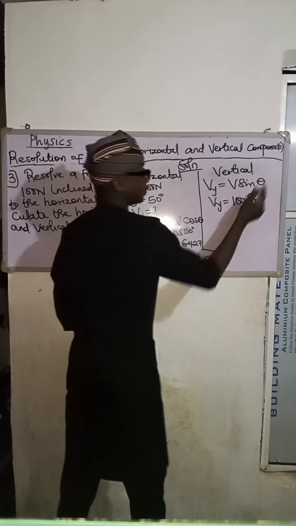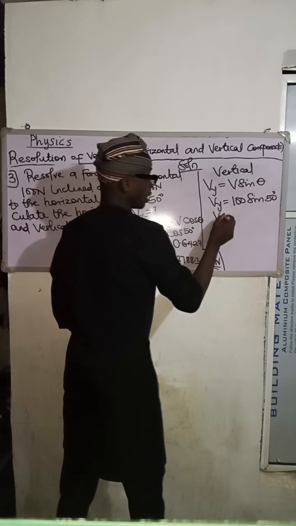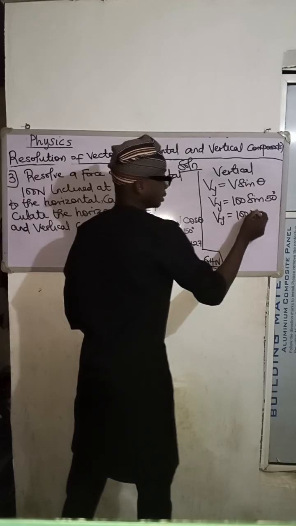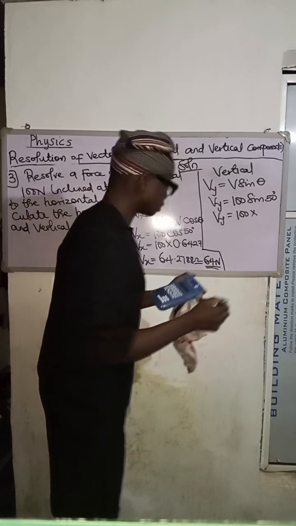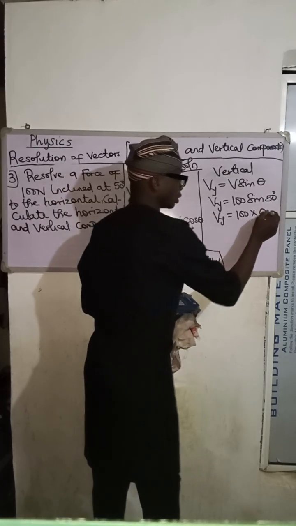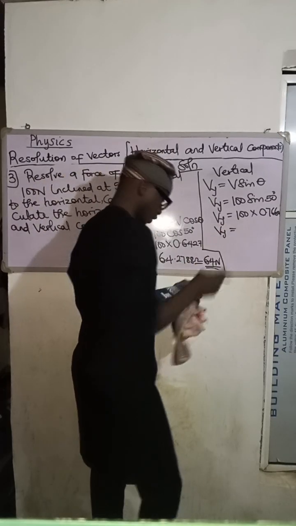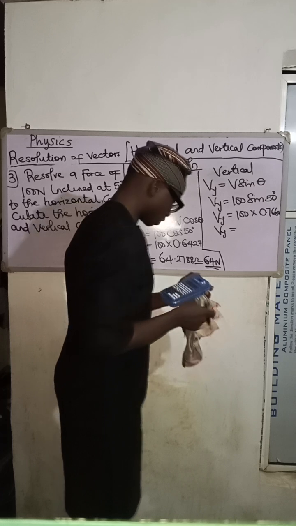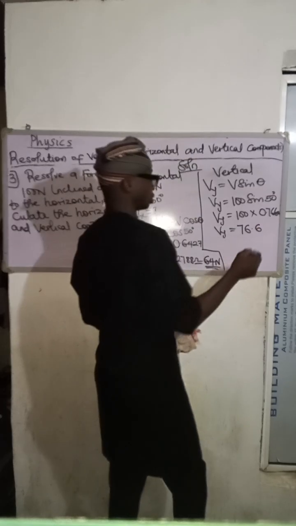Now Vy is equal to, this is still 100 Newton, sine 50, because theta is 50 degrees. Vy is equal to 100 times sine 50. Sine 50 is equal to 0.7660. Now Vy is equal to 100 times 0.7660. We'll be having 76.6 Newton.